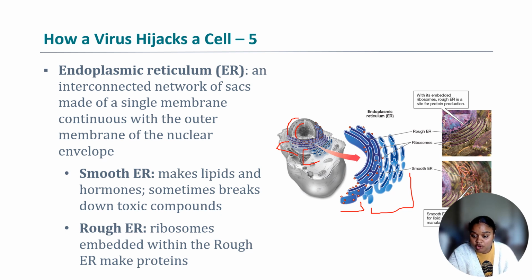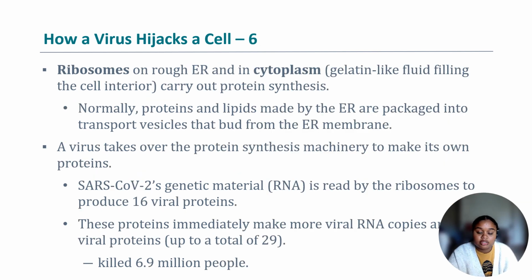Because when it comes to transcription and translation, which is how we make genetic code and proteins, it starts in the nucleus, then goes out to your nuclear envelope, to your ER. So it actually goes this way, which is why these structures need to be next to each other, by the way. Again, structure means function. So then, for how a virus attacks a cell, again, ribosomes, cytoplasm, they carry out protein synthesis for the rough ER. Proteins and lipids made by the ER are packaged into transport vesicles so they can be used.